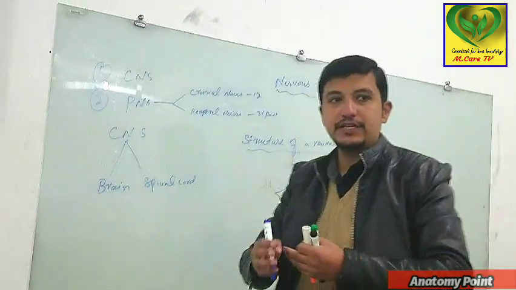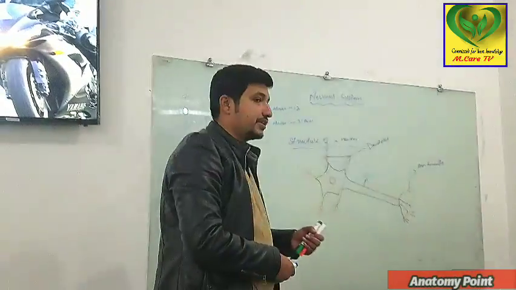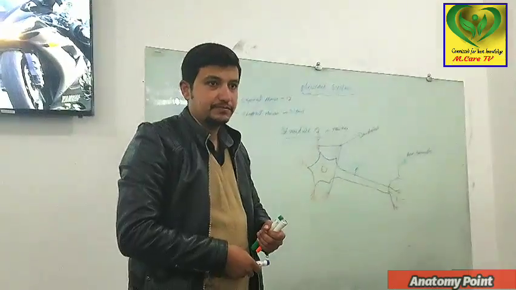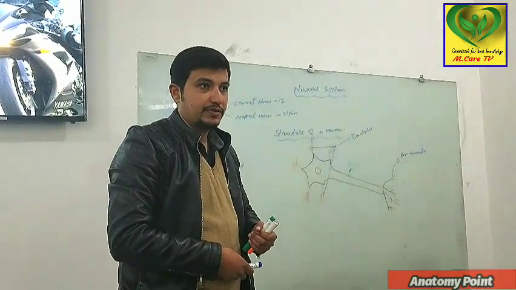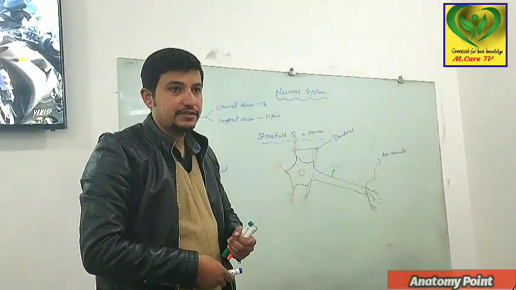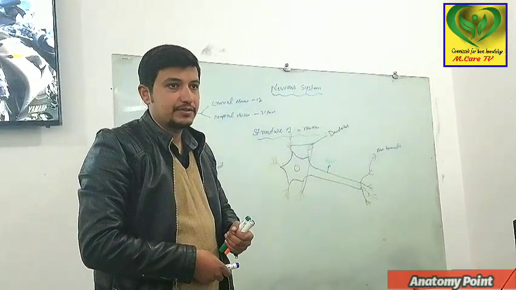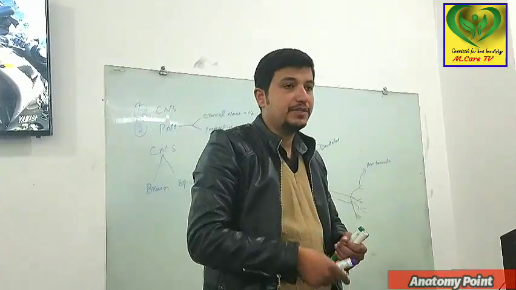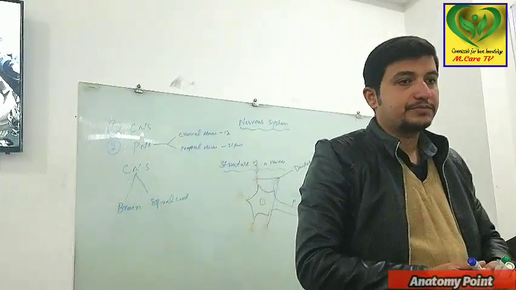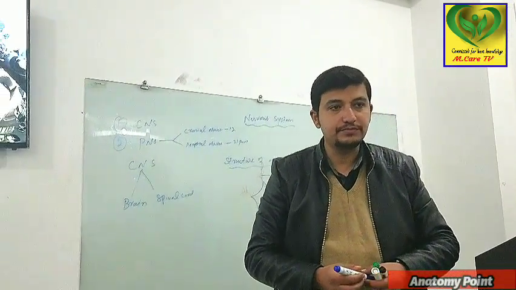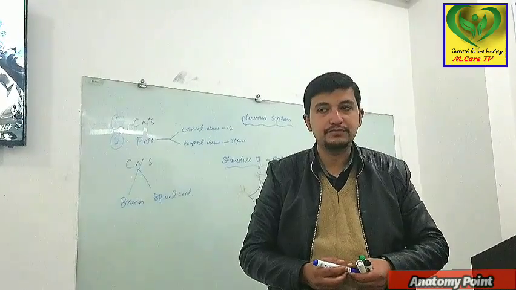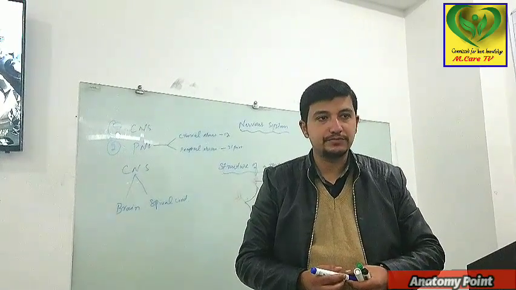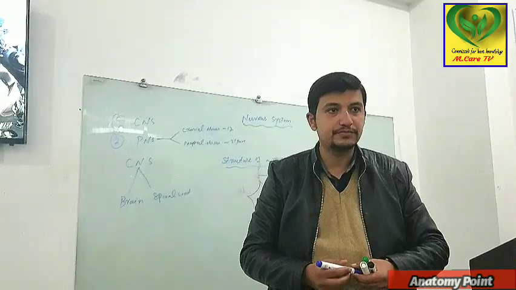These again make a connection with another neuron. Where does it form the connection? With the dendrites of another neuron. The axon terminal is attached to another neuron, forming a synapse, the junction or gap between the neurons.